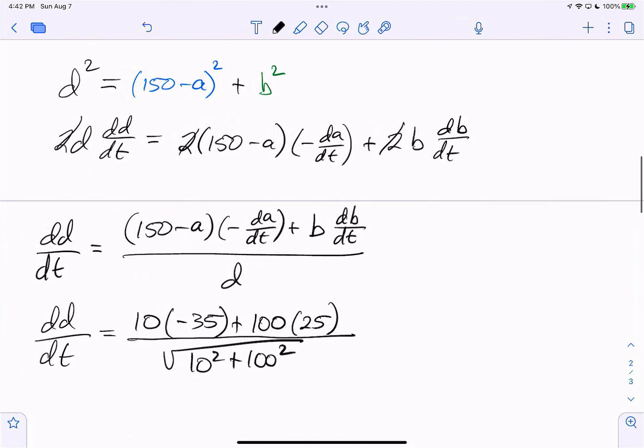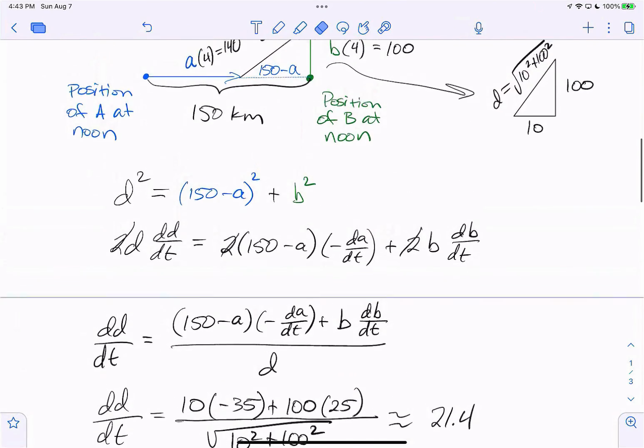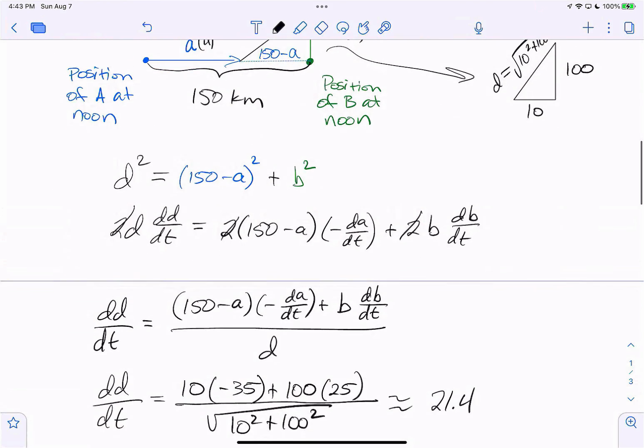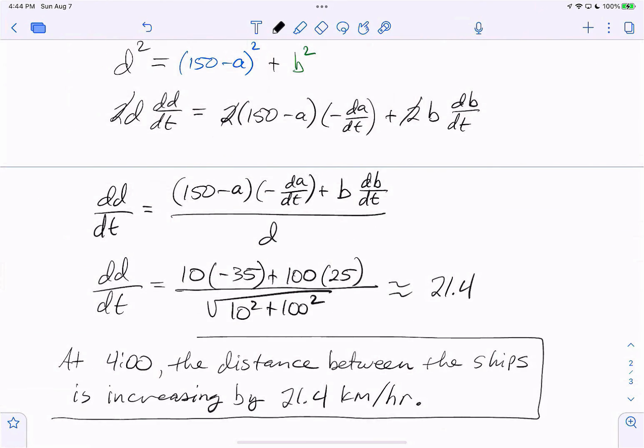And let's put that into a calculator. And I get about 21.4. Now we see that everything was in kilometers per hour, and so at 4 o'clock, the distance between the ships is increasing at 21.4 kilometers per hour.